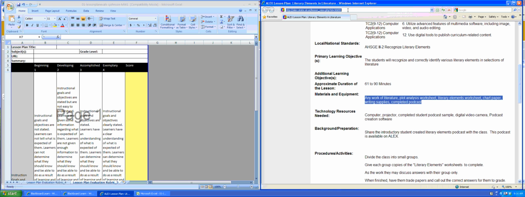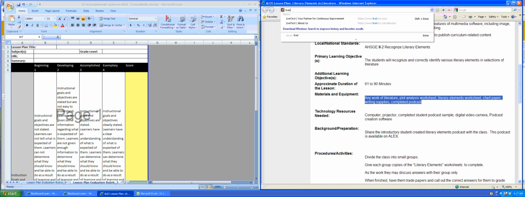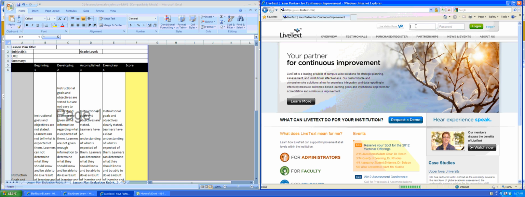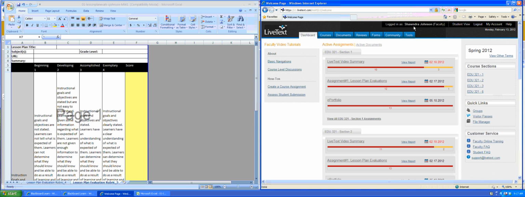All right. Now the next thing you're going to do is upload that to LiveText. So you would go to livetext.com, log in, to your LiveText site. And for assignment number 1, you're going to hit the submit button. Now your view is a little different from my view because I'm a faculty member and not a student. So you hit the submit button.